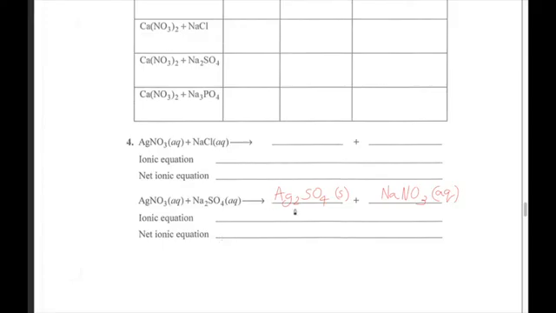Well, as I pointed out, there's 2 silver ions over here. So let's put a 2 over here. Now we have 2 silver ions on the left, 2 silver ions on the right. But by multiplying this by 2, that means we also have 2 nitrates. So let's double the number of sodium nitrates. Now we have 2 nitrate ions on both sides of the equation.